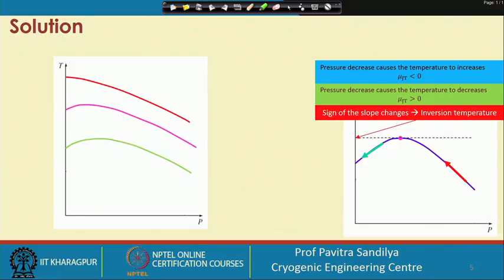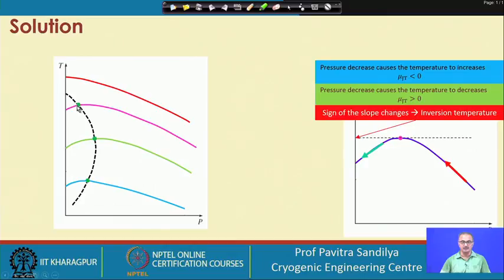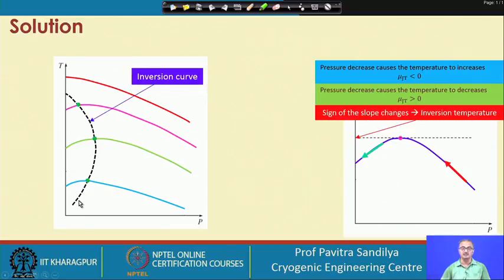Now, in this particular figure there are several isenthalpic lines. If we draw this for each of the isenthalpic lines and then join the inversion temperatures, we get this particular dashed curve. This is the locus of all the inversion temperatures, and this locus is called the inversion curve. That is how we generate the inversion curve.